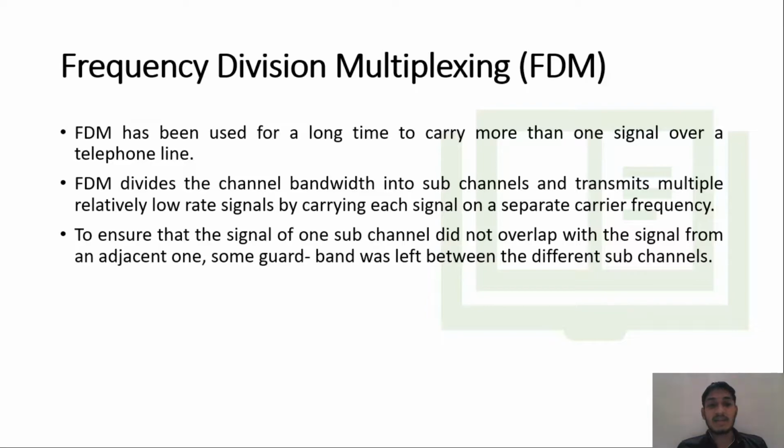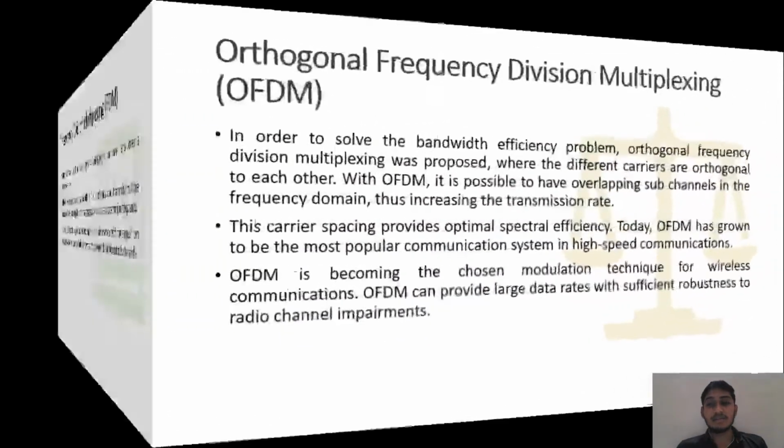FDM divides the channel bandwidth into subchannels and transmits multiple relatively low rate signals by carrying each signal on a separate carrier frequency, to ensure that the signal of one subchannel does not overlap with the signal from an adjacent one. Some guard bandwidth was left between the different subchannels.